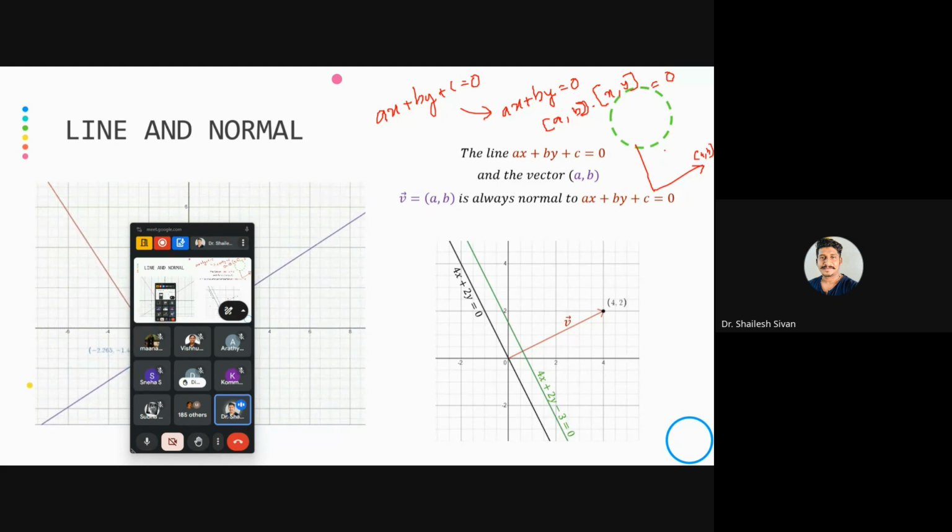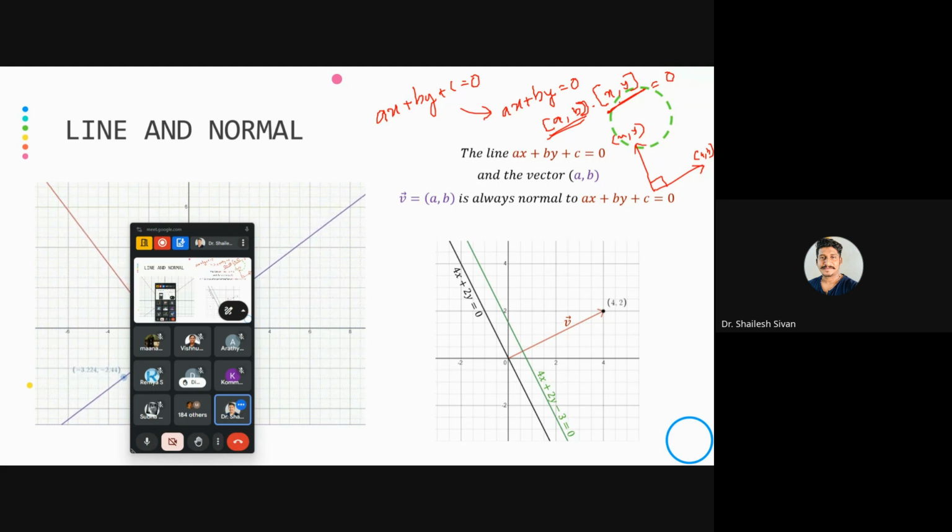The vector ab and the vector xy, they are perpendicular, right? So from here I can say that the vector ab is always perpendicular to the line xy, right?